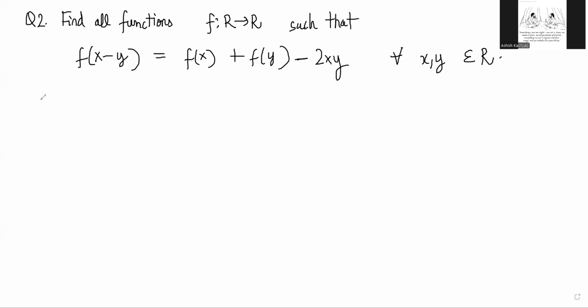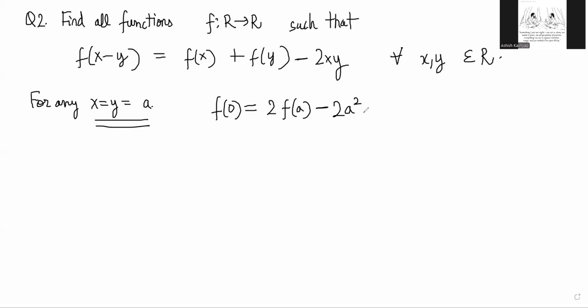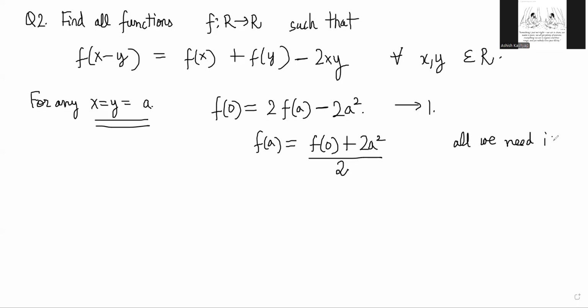Again, we'll try to employ the same method. We are going to try to solve for f of a in some way, right? So for x is equal to y is equal to a, if you put x and y as a, you will get f of 0 is equal to 2f of a minus 2a square, right? This is my equation 1. Now remember, here you can easily solve for f of a, and that is simply f of 0 plus 2a square divided by 2. So all we need is the value of f of 0, right?